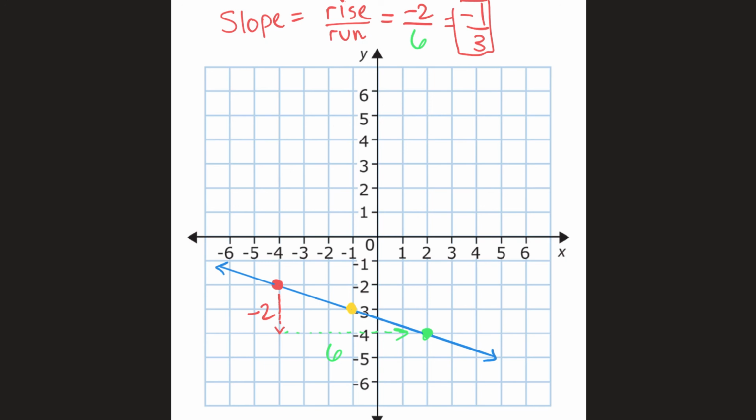So these are the basics of positive slope and negative slope and how you calculate them on a graph.